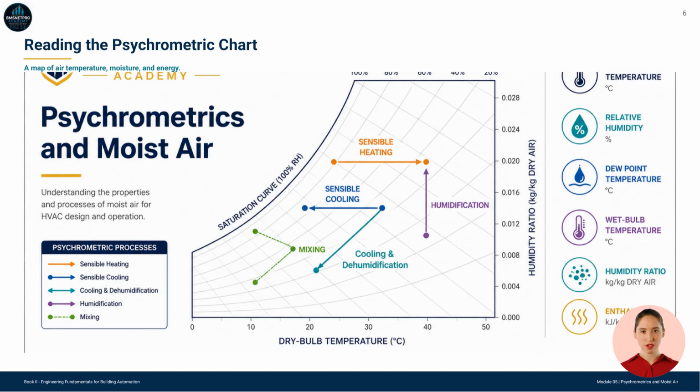For BAS troubleshooting, the chart helps you see direction. Heating moves the air to the right. Sensible cooling moves it left. Dehumidification moves it down as moisture is removed. Mixing falls between two air streams. Once you can see the path, you can ask whether the system is doing what the sequence says it should do.